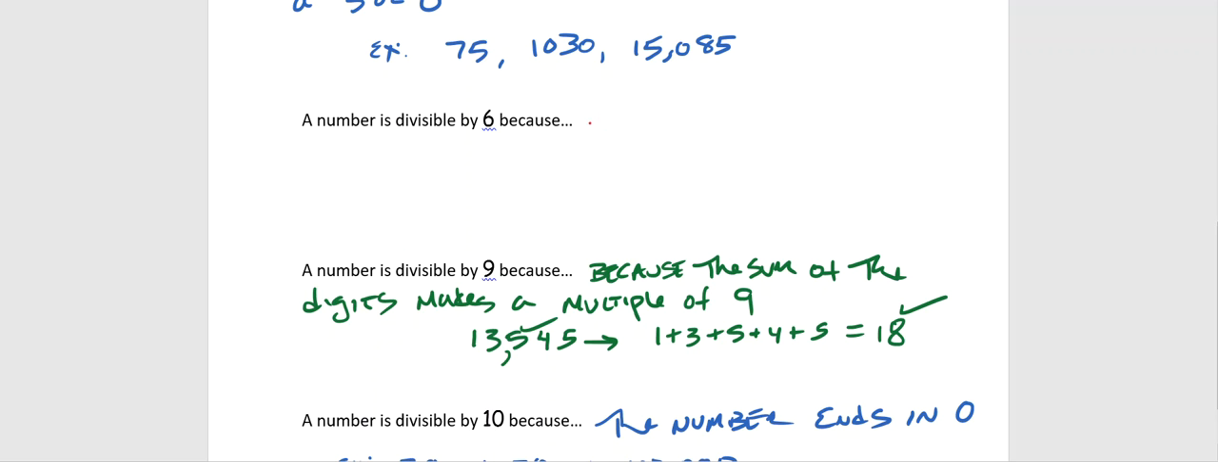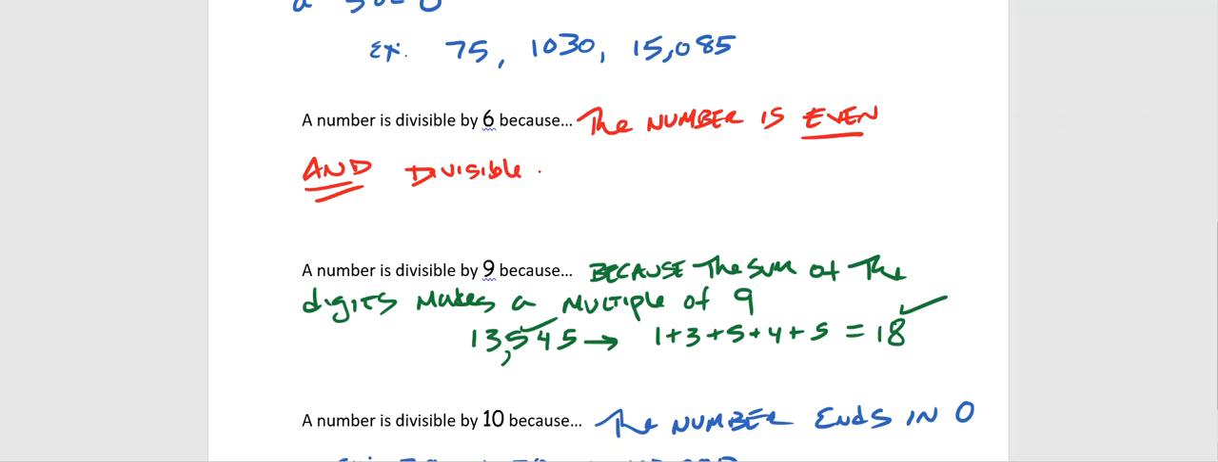Last but not least, I have my divisibility rule of 6, and in this case it's just really a combination of the 2 and the 3 rule, which means it's because the number is even, but more importantly, and divisible by 3.